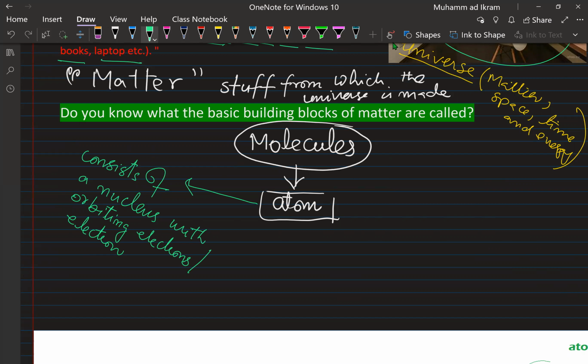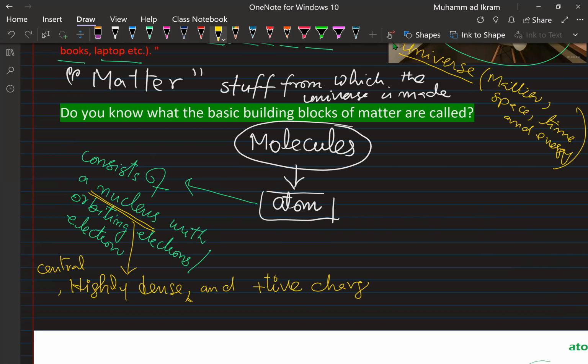And the nucleus, I already told you about the nucleus, in the previous topic or maybe in the beginning of this lecture, that it is the highly dense, central, positive charge part of the matter, where it is home to proton and neutron, and I discussed their size with you in great detail. So these are the building blocks of our matter.